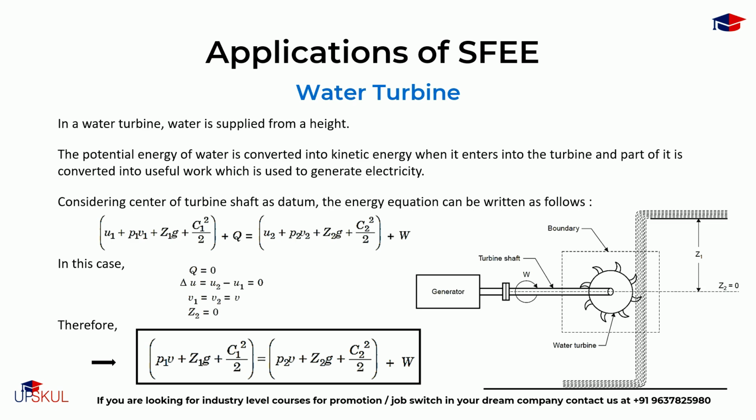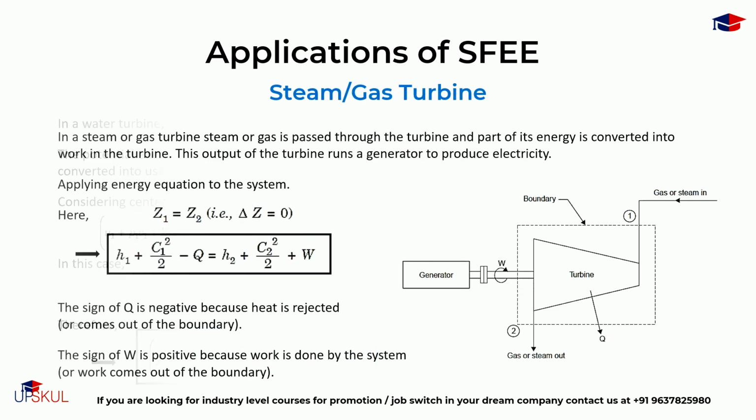In a steam or gas turbine, the gas is passed through the turbine and part of its energy is converted into work in the turbine, and this output of the turbine runs a generator to produce electricity. Here the sign of Q is negative because heat is rejected, and the sign of W is positive because work is done by the system.